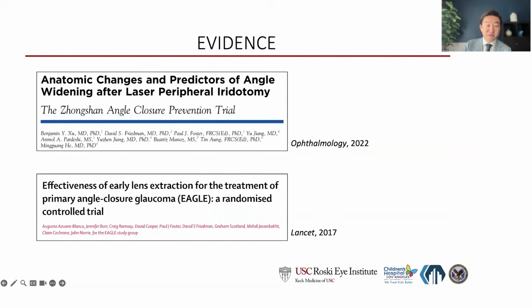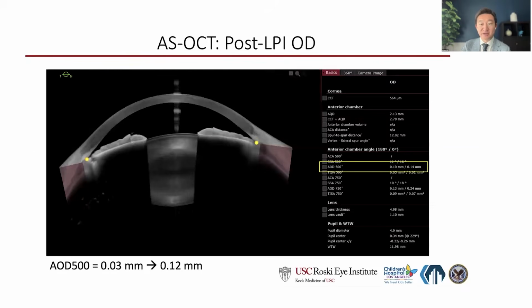There are two primary forms of treatment for angle narrowing, the first being LPI, and the second being lens extraction. And there is excellent evidence from both the ZAP trial as well as the EAGLE trial that both forms of treatment are very effective at widening the angle and lowering intraocular pressure. So specifically from the EAGLE trial, we know that PAC eyes with high pressures over 30 millimeters of mercury are highly responsive to LPI treatment. Here, even though his IOP was not that high, LPI was a viable treatment option. And so we went ahead and performed LPI at this point.